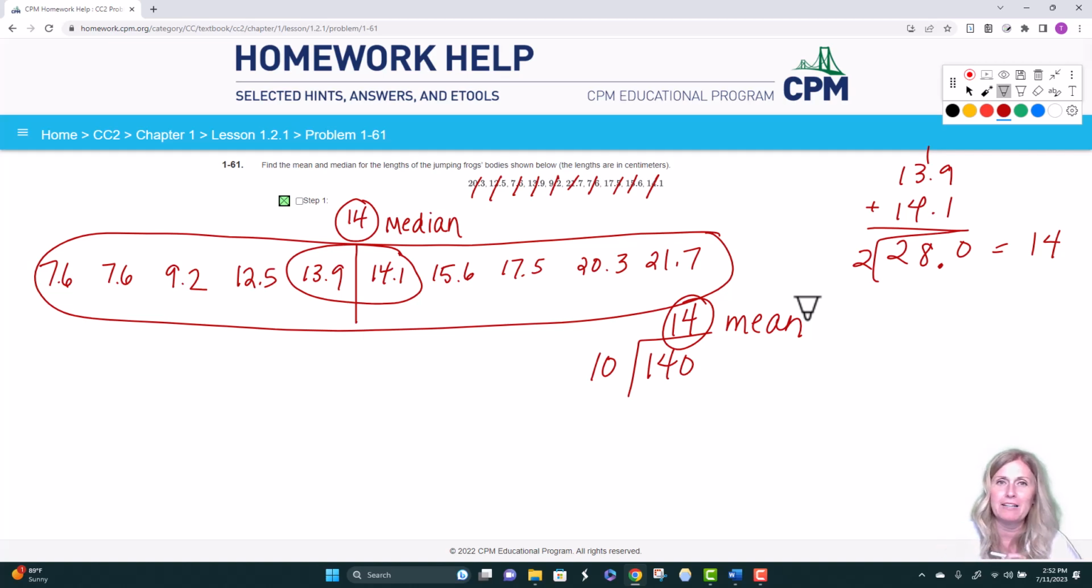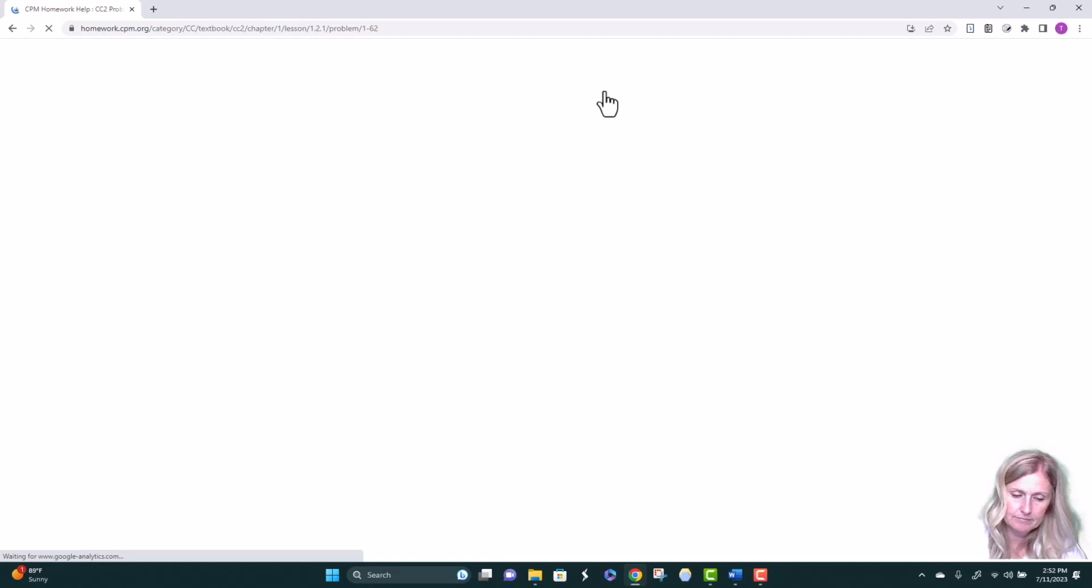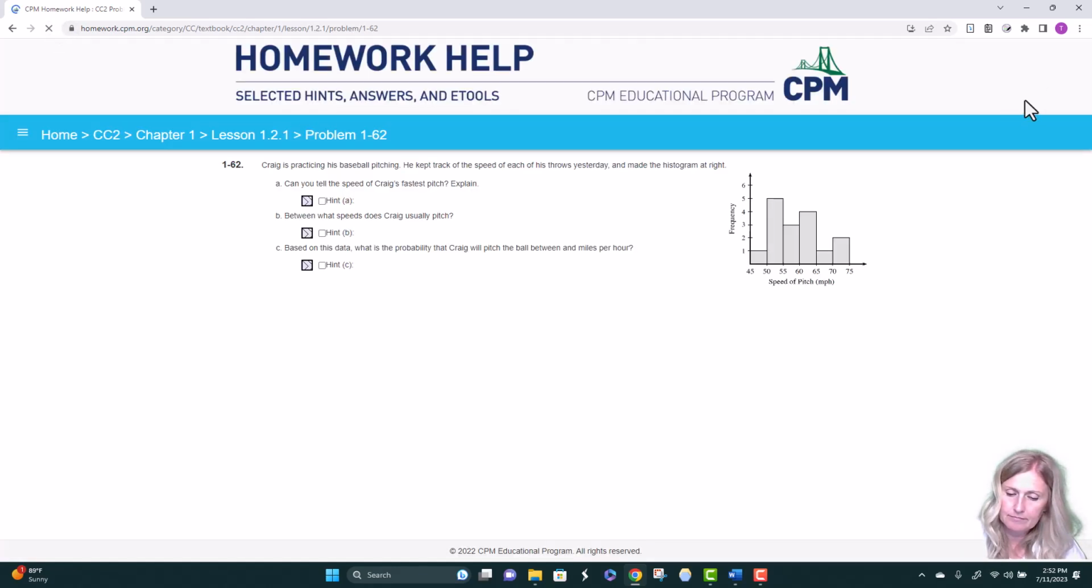Okay, last one. Craig is practicing his baseball pitching. He kept track of the speed of each of his throws yesterday and made the histogram at the right. Can you tell the speed of Craig's fastest pitch?